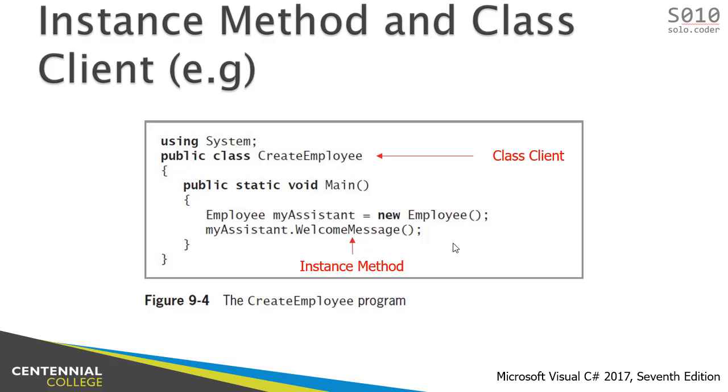But my point with instance method is that I can call welcome message from my assistant. I can say my assistant dot welcome message, but I cannot call employee dot welcome message because welcome message is an instance method. It's a method that is only available to objects, not to the class. You're going to eventually see why that matters, because we have methods that are only available to the class and methods that are only available to the objects.